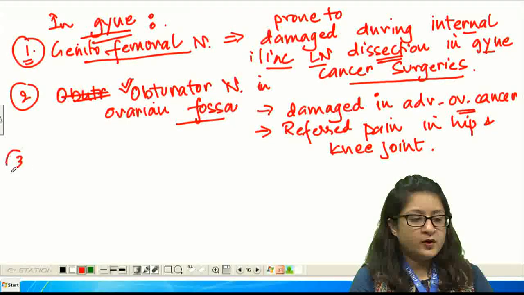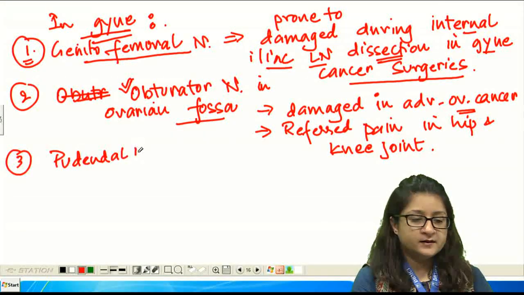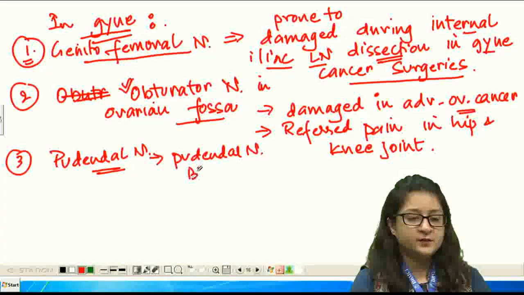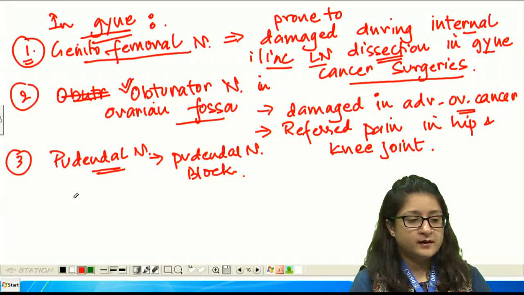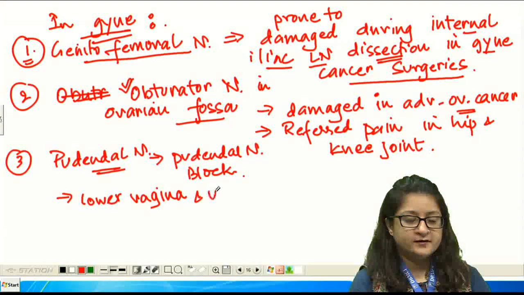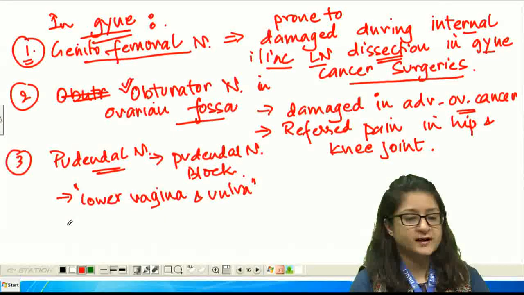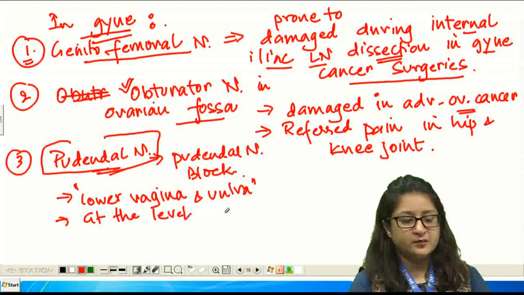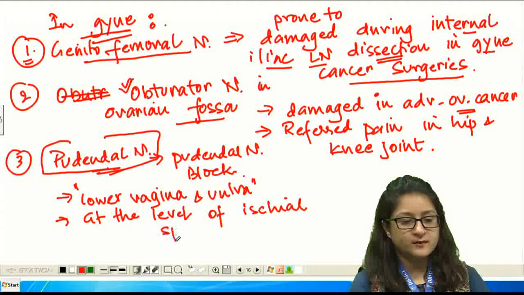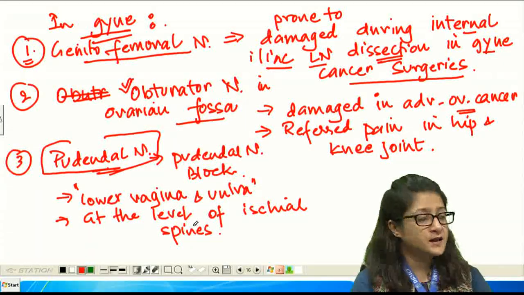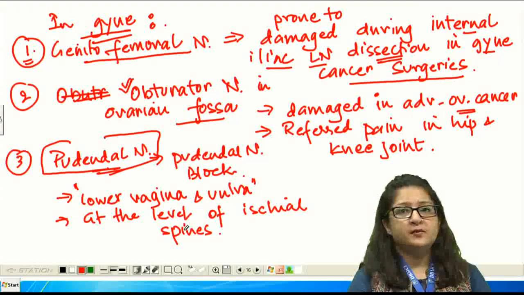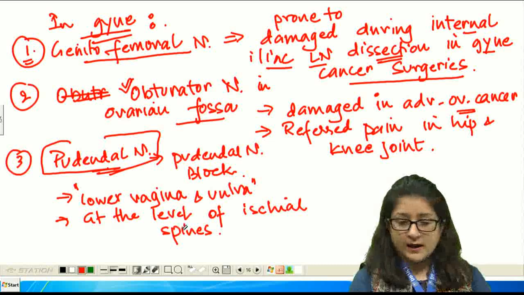All right, another important nerve that you should remember in obs-gyne is the pudendal nerve. Just remember that we give the pudendal nerve block in obstetrics, and this block takes care of the lower part of vagina and the vulva. Okay, this gets anesthetized by this pudendal nerve block, and this is given at the level of ischial spines. So these are the important points to remember about the various nerves that we encounter in the obstetrics and gynae discussions. I have clubbed them all together for you here.